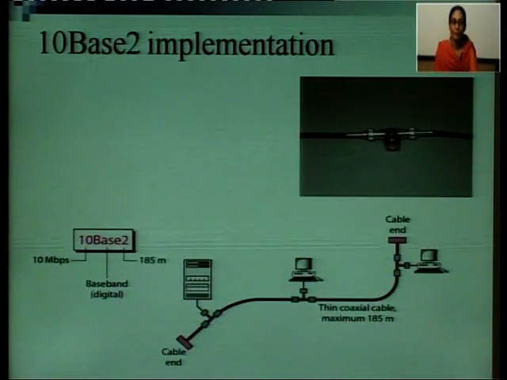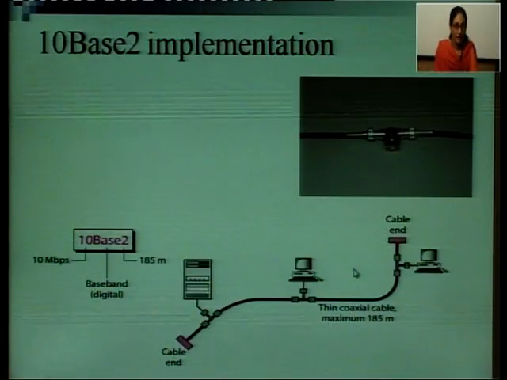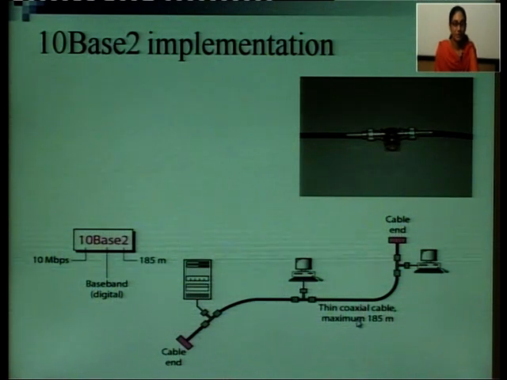How can we implement this 10Base2? This is the example in which the 10Base2 type of cable, that is the thin coaxial cable, is used, which has a 185 meter length. Different devices are attached, we can use this type of cable, and the maximum length is 185 meters. So this is called the thin coaxial cable.